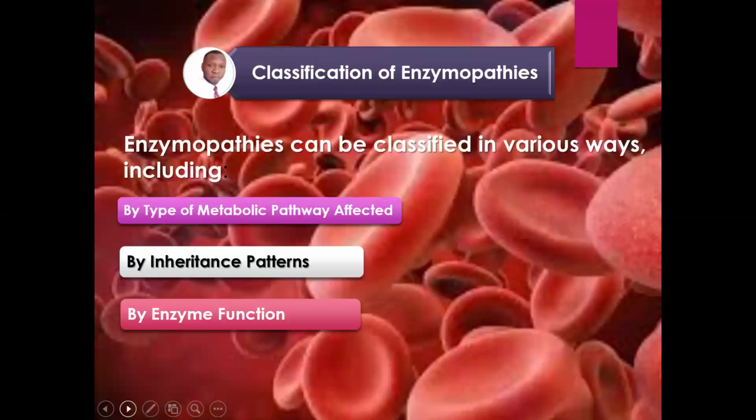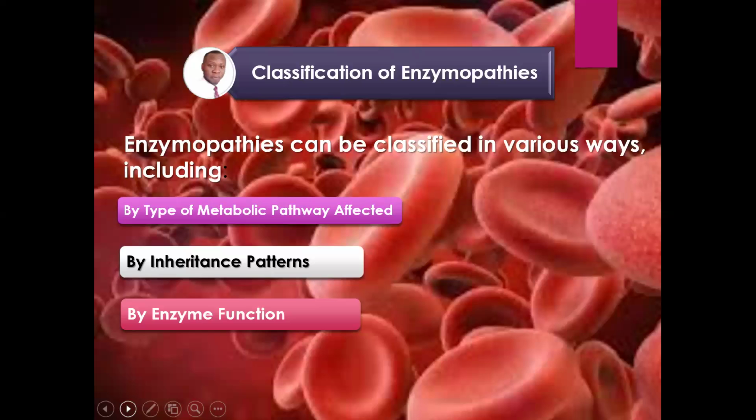Let's look at classification of enzymopathies. Enzymopathies can be classified in various ways. One, by the type of metabolic pathway that is affected. Based on this classification, we are trying to look at what biochemical reaction is affected. Let's say we are looking at an enzymopathology that affects the process of conversion of glucose into energy. There are processes that the body undergoes in order to reach the production of the ATP energy required. So if an enzyme that is responsible for that process is deficient or dysfunctional, that leads to an enzymopathy. As such, we classify such enzymopathy based on the metabolic pathway that is affected.